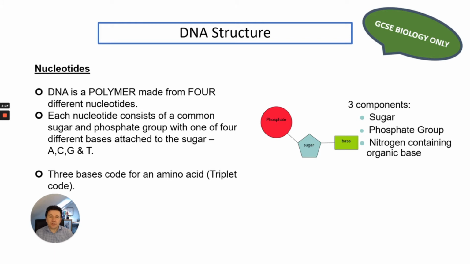So DNA structure. This is GCSE biology only. A piece of DNA is known as a nucleotide. DNA is a polymer and it's made from 4 different types of nucleotides. Each nucleotide consists of a common sugar, a phosphate group, and one of 4 different nitrogenous bases attached to the sugar, and those are known as A, C, G, and T. Three of those bases will code for 1 amino acid, and that's known as a triplet code.